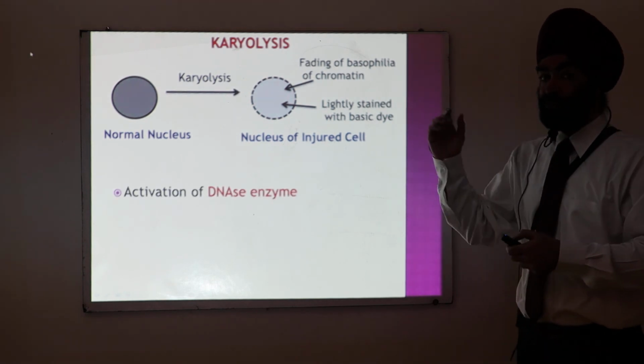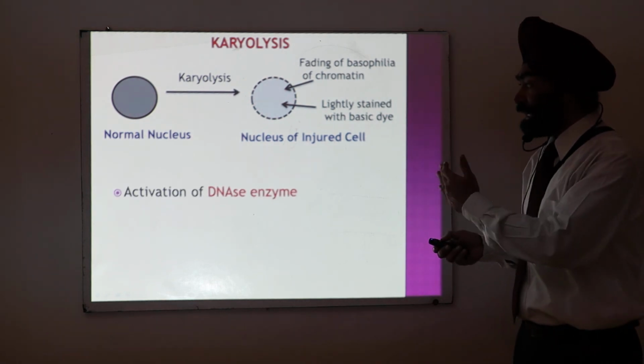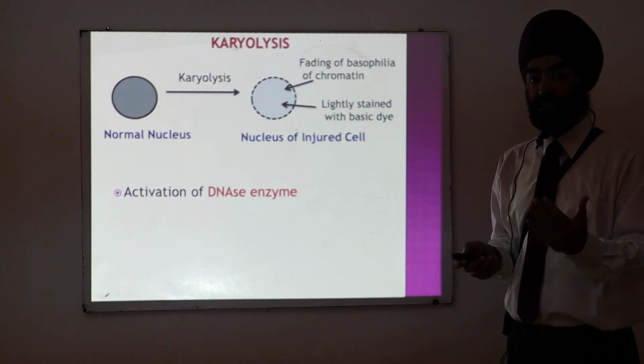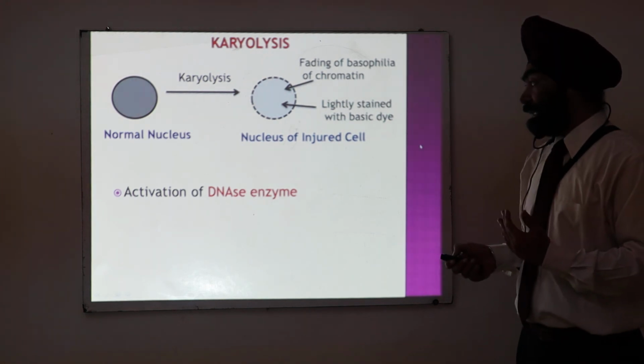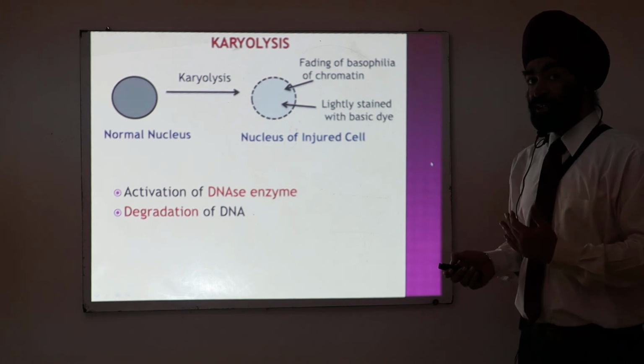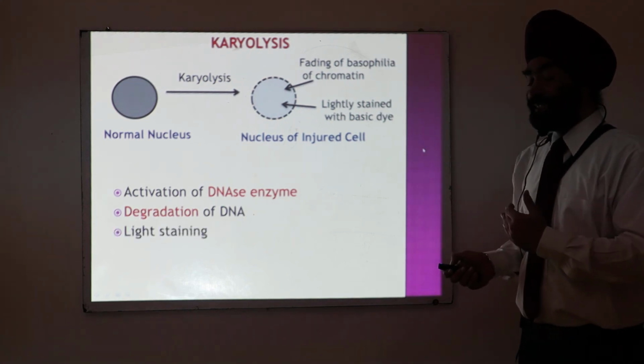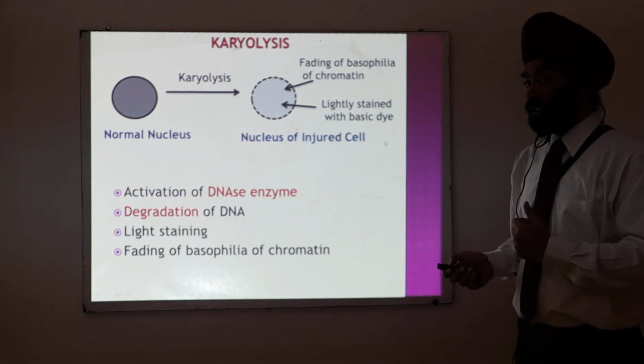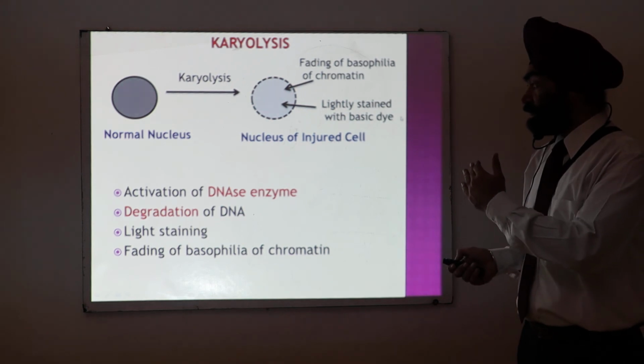So why is this fading taking place? Because of activation of the DNase enzyme, which dissolves the DNA. So there is a degradation of DNA, so there is light staining and fading of basophilia of chromatin. These are the features of karyolysis.